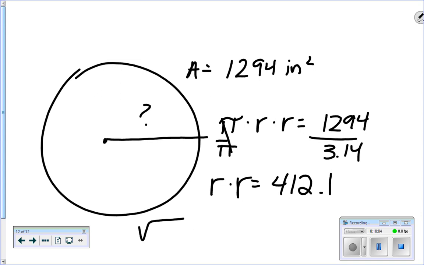Do not divide by 2 if you have to find a radius. It's not going to come up with what your answer is. You have to take the square root. So if you need to write yourself a note, you better write yourself a note ASAP. The bell's going to ring pretty soon.